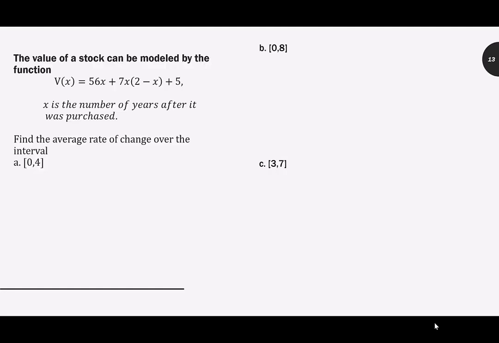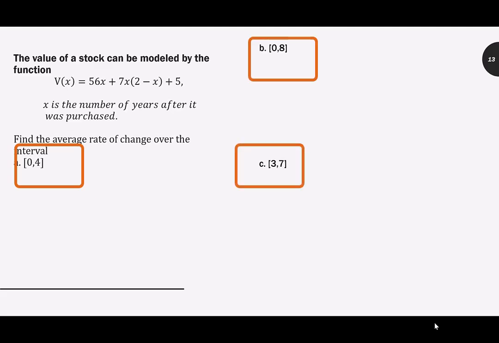So let's try this again. This time the value of a stock can be modeled by the function v of x is 56x plus 7x times 2 minus x plus 5. X is the number of years after it was purchased. We're going to find the average rate of change over the intervals 0 to 4, 0 to 8, and 3 to 7.